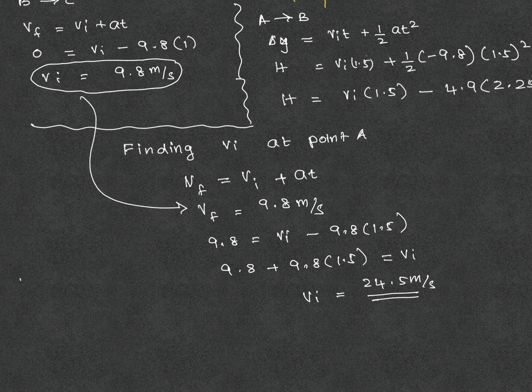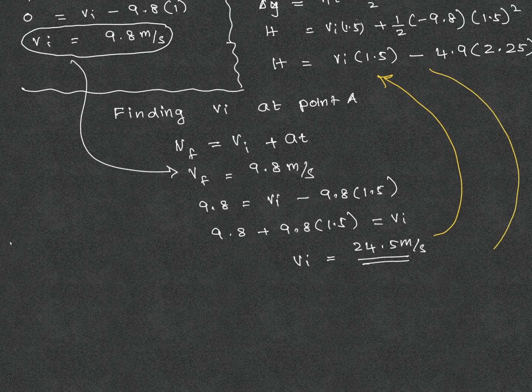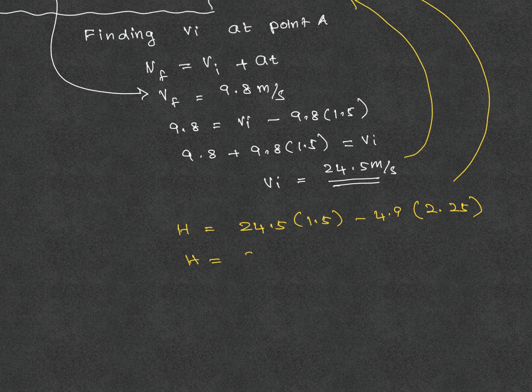Now we are going to substitute it in this equation to find h. I'm not going to spend too much time here. You guys can do the substitution. h equals 24.5 times 1.5 minus 4.9 times 2.25, and that gives you h. The answer is 25.73 meters. Okay, so that's it, and I'm going to stop it here.